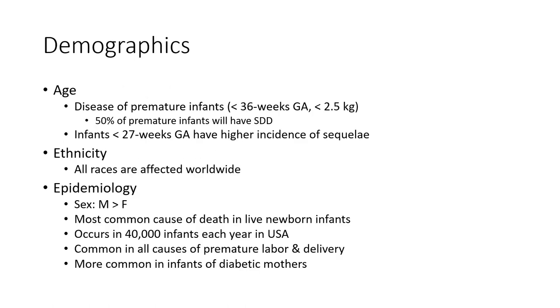Demographics: age, a disease of premature infants less than 36 weeks gestation and less than 2.5 kg. 50% of premature infants will have SDD. Infants less than 27 weeks gestation have a higher incidence of SDD. Ethnicity: all races are affected worldwide. Epidemiology: more predominant in males.